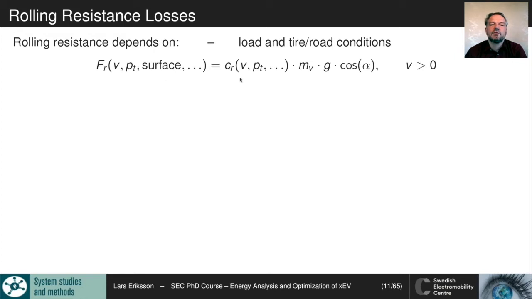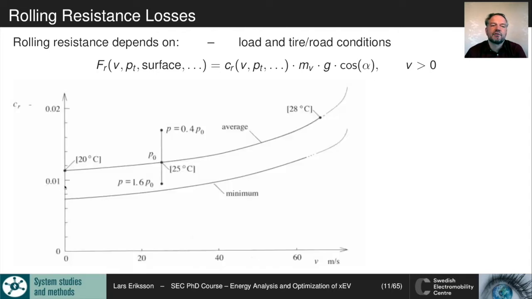And we will look at how this dependence looks. And then we have the normal force. So the normal force of the road contact is mg times cosine alpha. This cos alpha is usually dropped because alpha is usually small, so cos alpha is very close to 1. But it should be there for completeness.